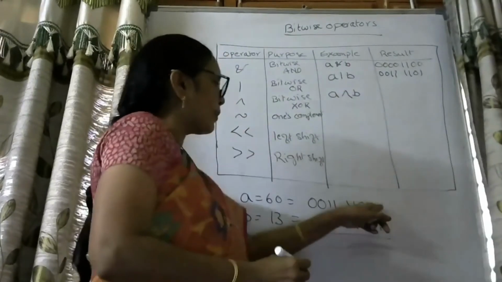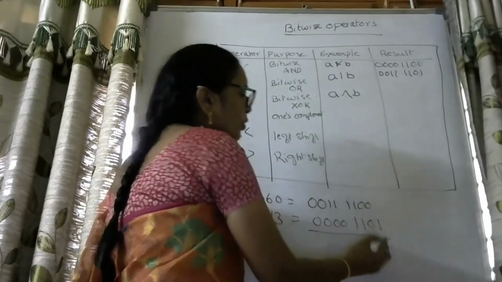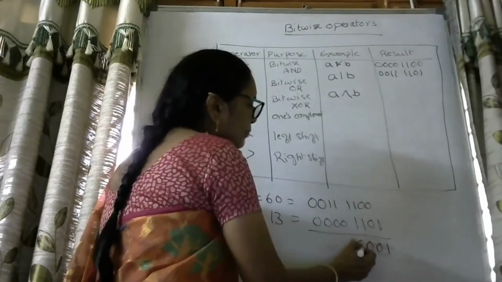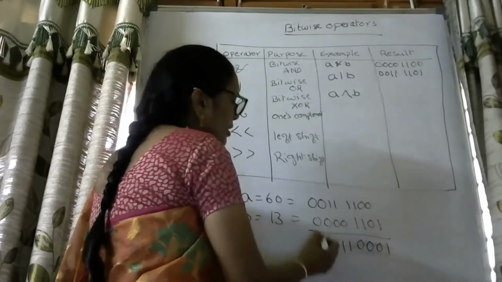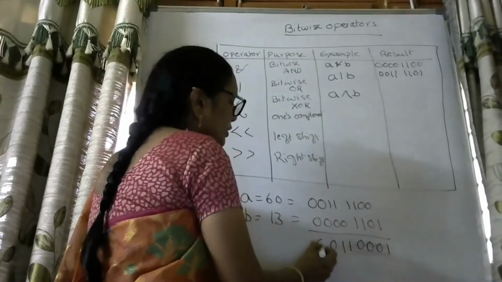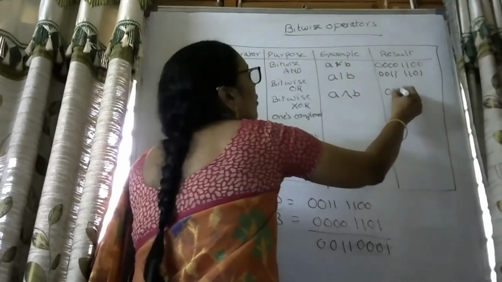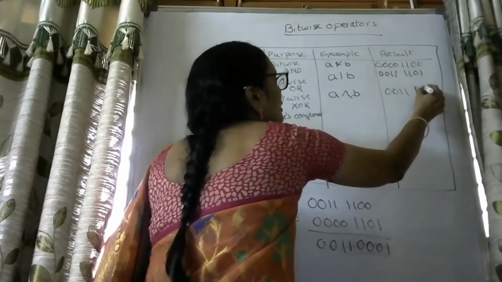Let me do the same operation. 0 and 1 is different, so 1. 0 and 0 is same, 0. 1 and 1 is same, 0. 1 and 0 is different, 1. 0 and 0 is same, 0. So the result will be 0, 0, 1, 1, 1, 0, 0, 0, 1.